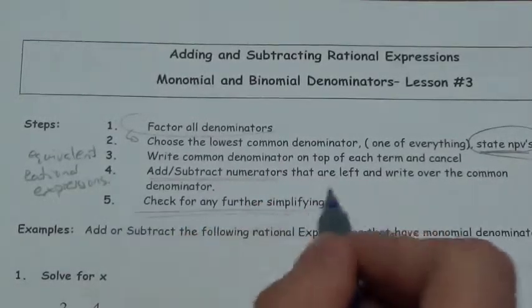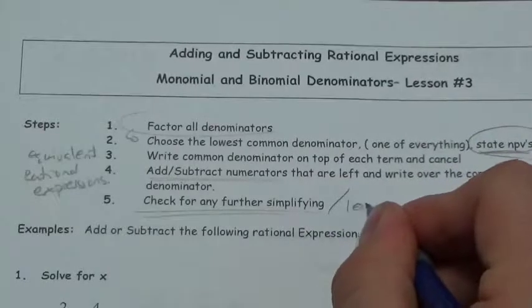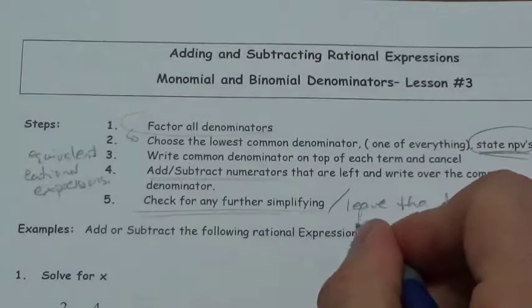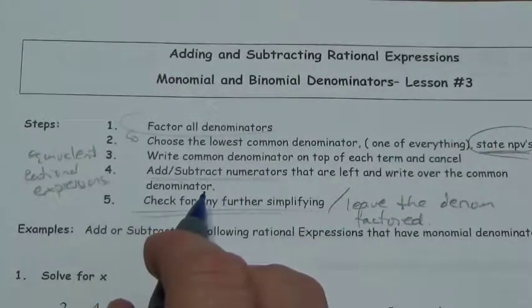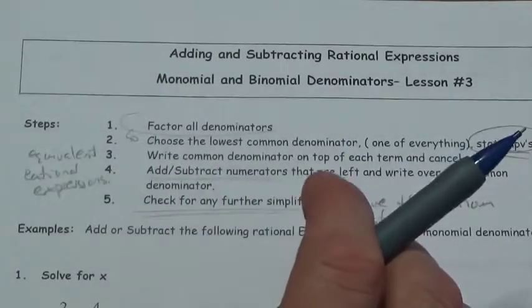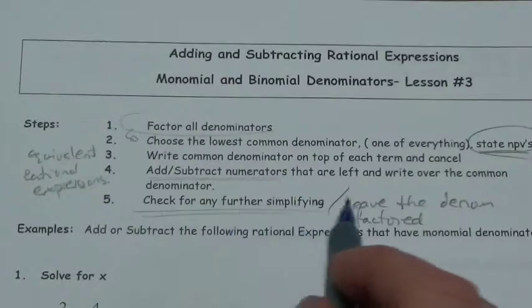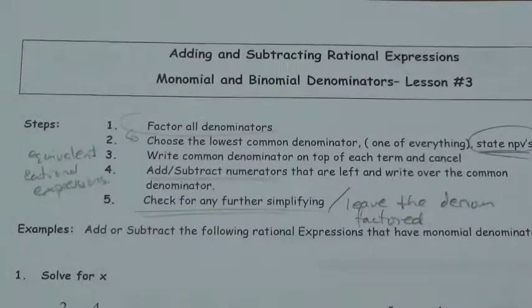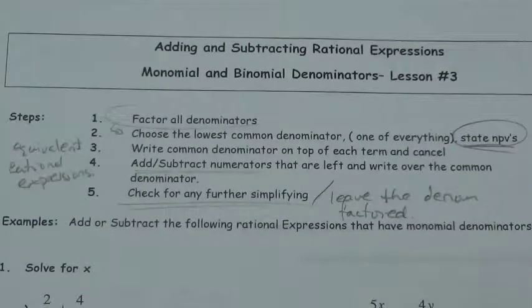And anyway, the last thing we're going to do is check for any further simplifying. What I want you to do though is I want you to leave the denominator, okay, factored. You're going to have to expand out the numerators, group them together, and then try to factor that again so you can simplify. But as soon as we got the lowest common denominator, I just want you to leave it in factored form because that's where it's going to be most useful to you, okay? All right, anyway, let's move on here. Let's just do some examples.